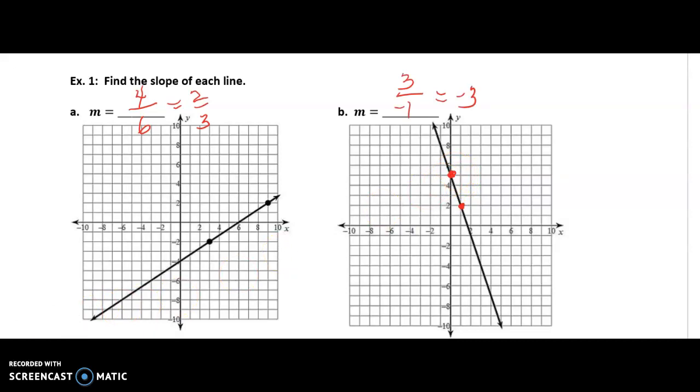Which again we're expecting. When the graph slants down from left to right on our graph grid, we should know that our slope value is going to be negative. Going back to part A, because our line is increasing from left to right, we are expecting a positive slope value, and that's what we got here.